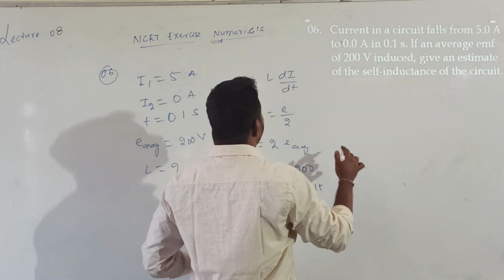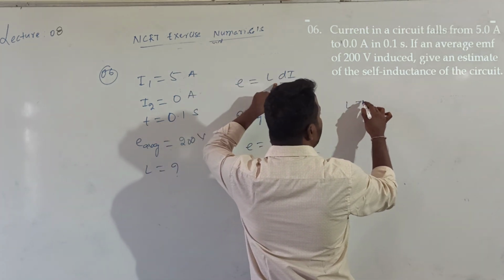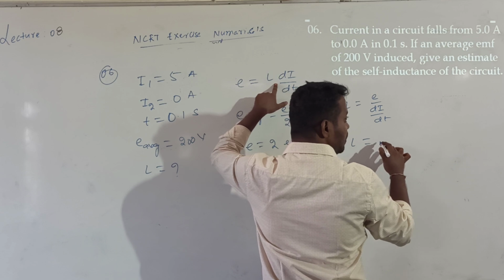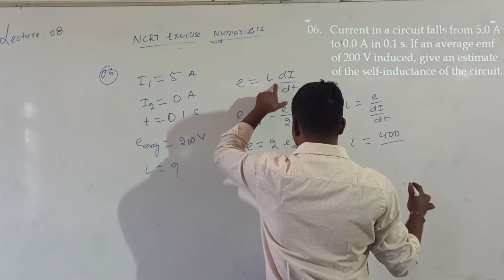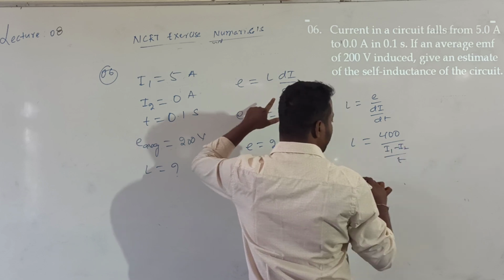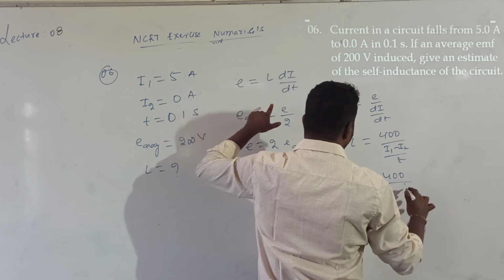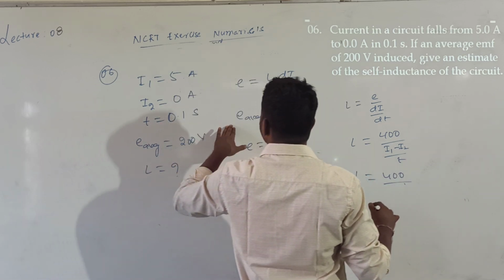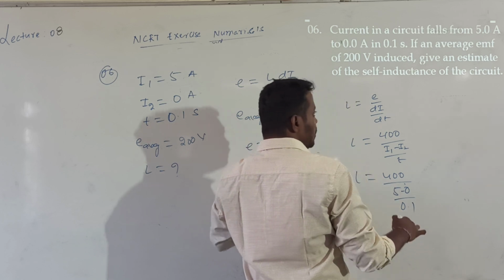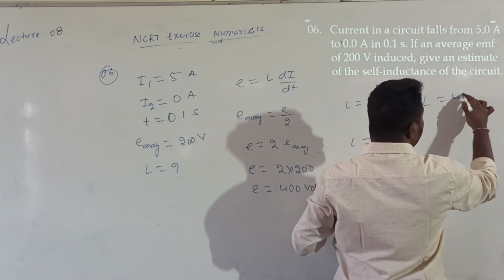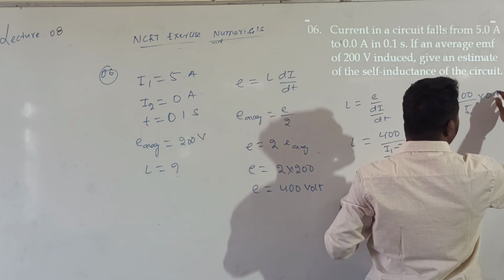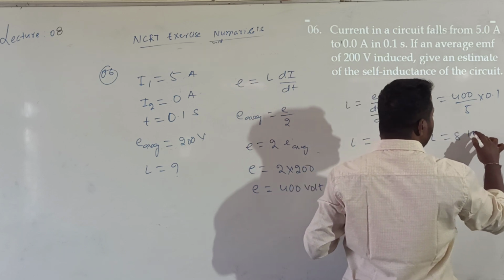Correct? Now what is the formula? E is equal to L into di by dt, so L is equal to E divided by di by dt. So the L value is 400 divided by di, which is I1 minus I2, divided by t. L is 400 by I1 value, how much? I1 is 5 minus 0, divided by 0.1. So what will I get as the answer for L? 400 divided by 5 into 0.1. So the L value is 800.